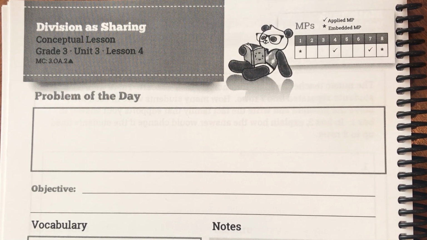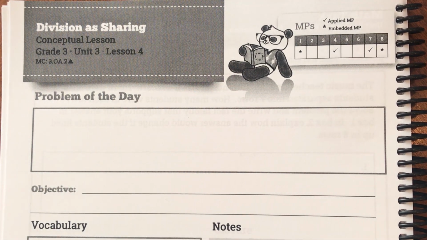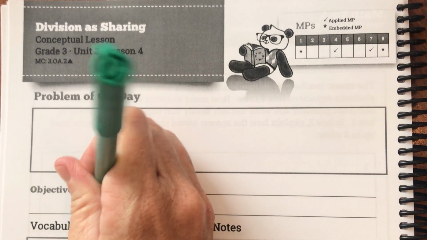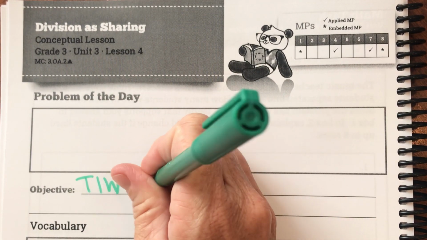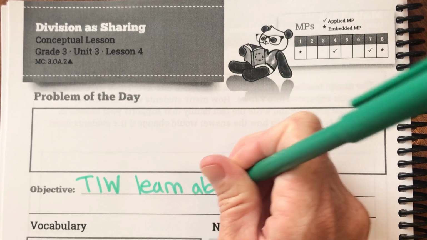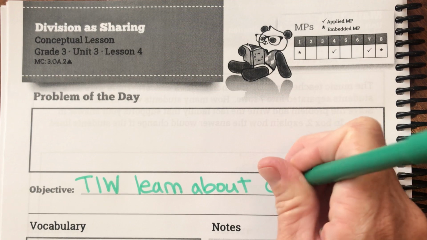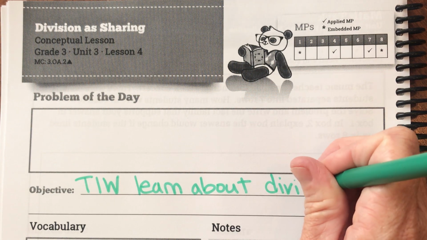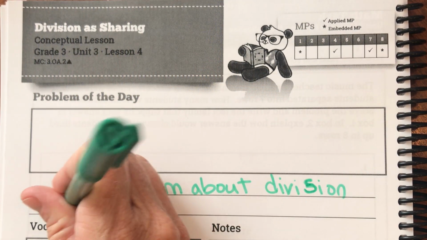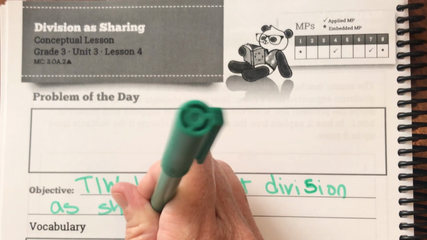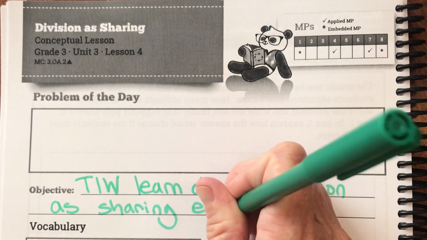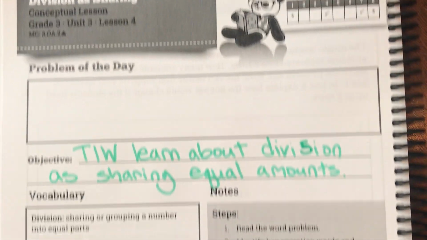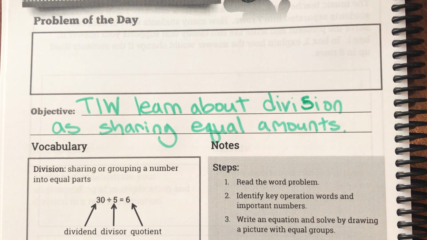Today we are on page 187 of our student journal, page 187. And our objective today is, today I will learn about division as sharing equal amounts. Okay, so today I will learn about division as sharing equal amounts.